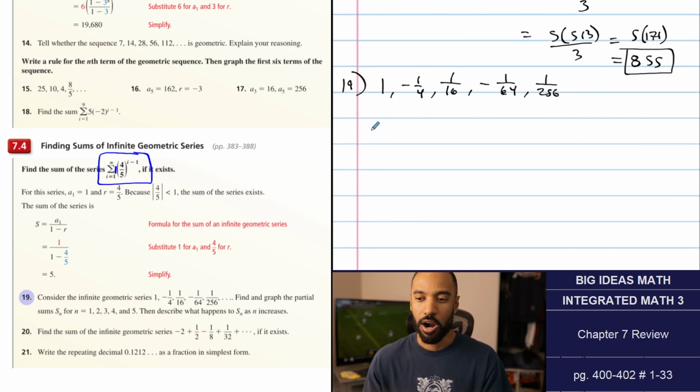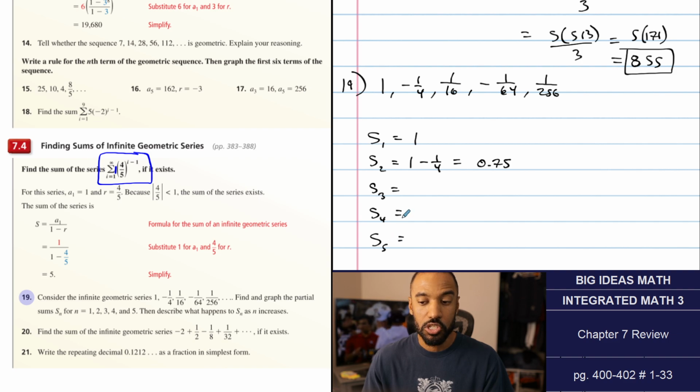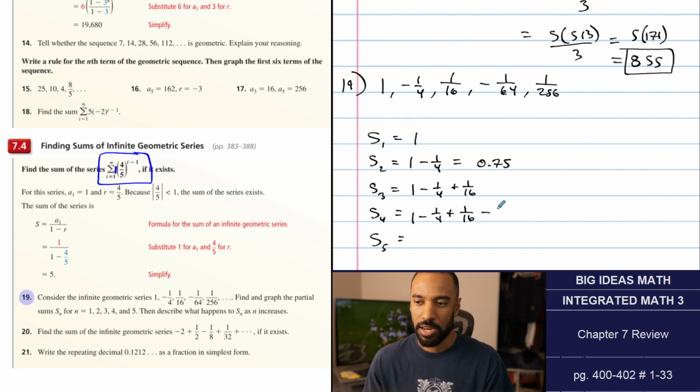So they ask for partial sums. The sum of the first term by itself is just 1, and then the sum of the first two terms, you have to do 1 plus negative 1/4. 1 minus 1/4 is 3/4, which is 0.75. And you keep going from there. We need to find the third term, fourth term, and fifth term, the sum of the first 3, 4, and 5 terms. So 1 minus 1/4 plus 1/16 will be here. 1 minus 1/4 plus 1/16 minus 1/64 is here. And then all of them together here.